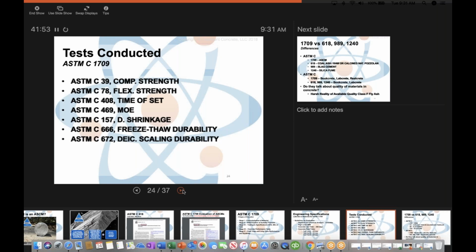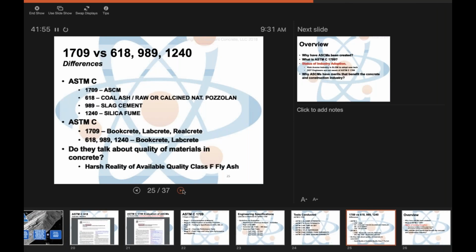Next slide. And when I look at the 1709, I find it easy and tough to compare it to the 618, the 989, and the 1240. Now, 1709 is an alternative supplementary cementitious material. It's a very broad and open category that allows for a lot of different materials, whether they be hydraulic, pozzolanic, or mineral, or a combination of all the above.